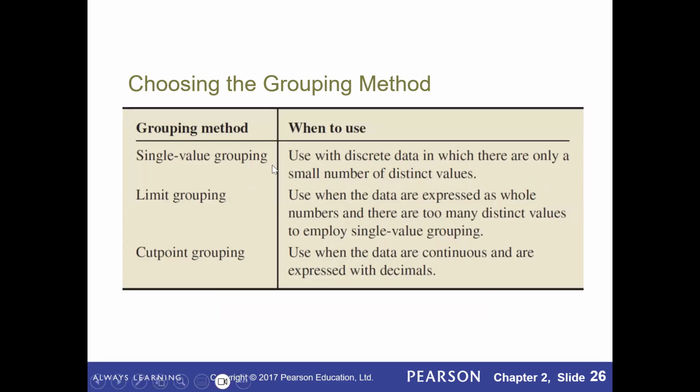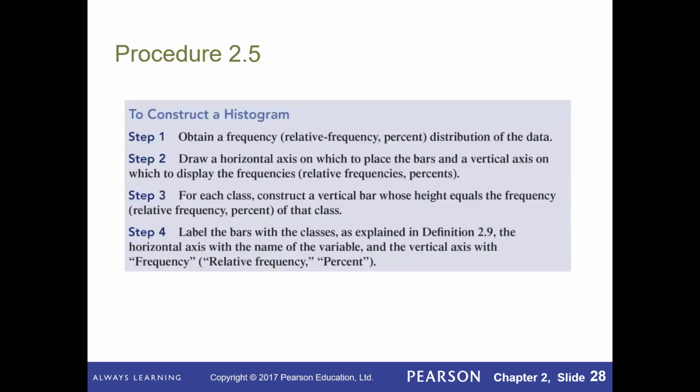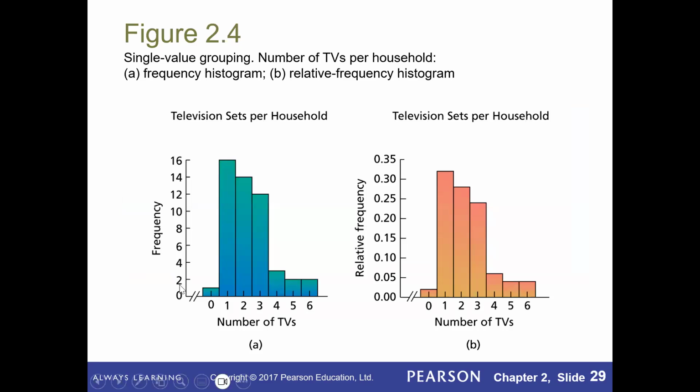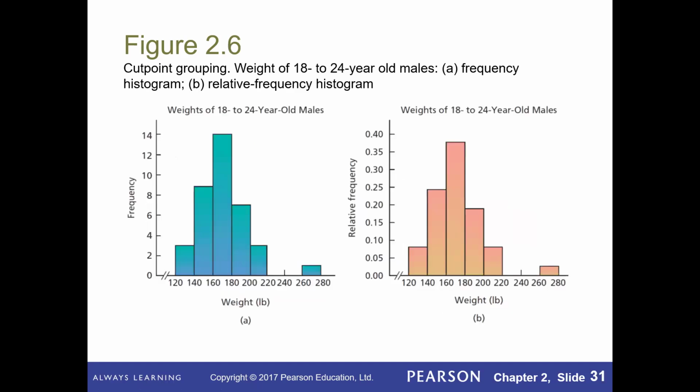These are the different grouping methods used for constructing frequency distribution for quantitative data. And we can also use a histogram for organizing quantitative data. These are the steps for constructing a histogram. This one here is the frequency histogram, and the one on the right is the relative frequency histogram. This is the same for days to maturity data. This is for rate of individuals.